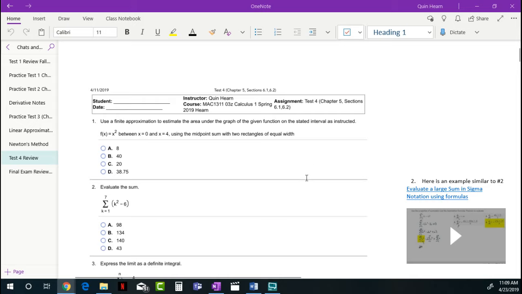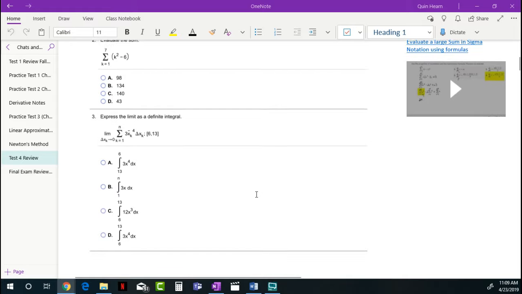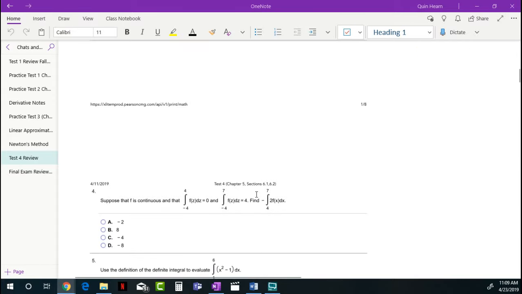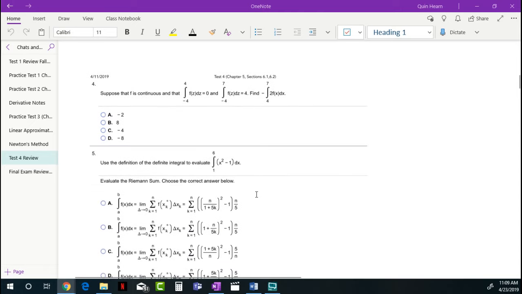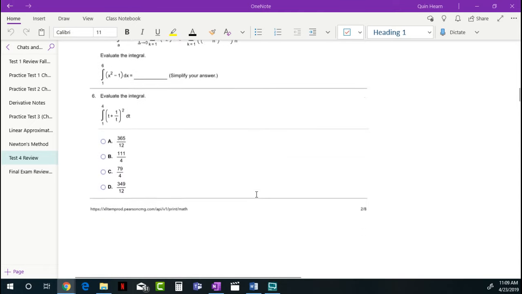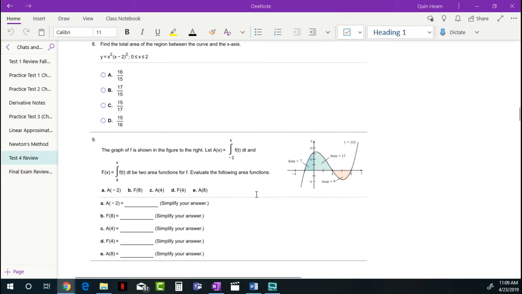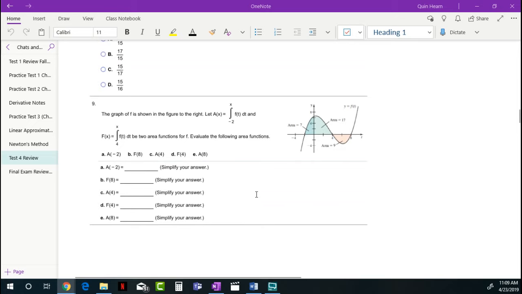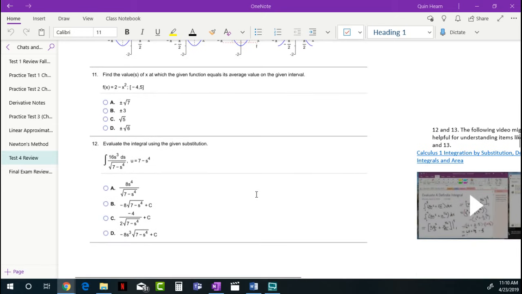The primary focus of this chapter is on integration, the definite integrals, which correlates to the area under a curve. We start by looking at summations and using them to approximate these definite integrals. We discuss properties of definite integrals, and then as we go along, we're able to use the fundamental theorem of calculus to evaluate them, rather than having to use these limits of summations.